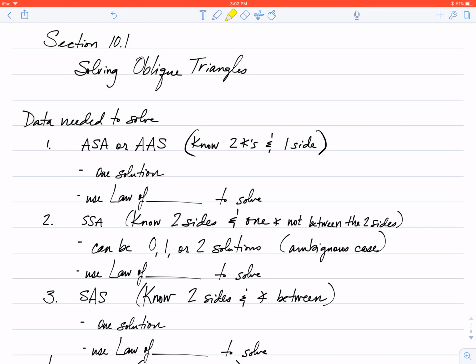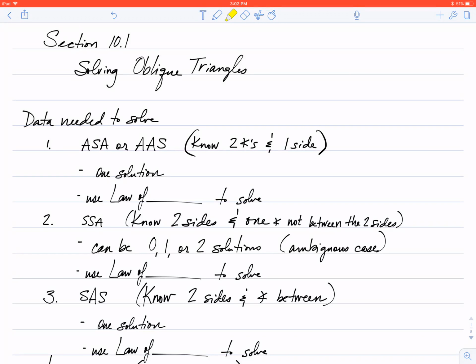Hey folks, so this is section 10.1. It's an introduction to solving oblique triangles. The word oblique just simply means that these are not right triangles. Back in chapter 8, we talked about right triangles and solving them. This is triangles that do not have a right angle.